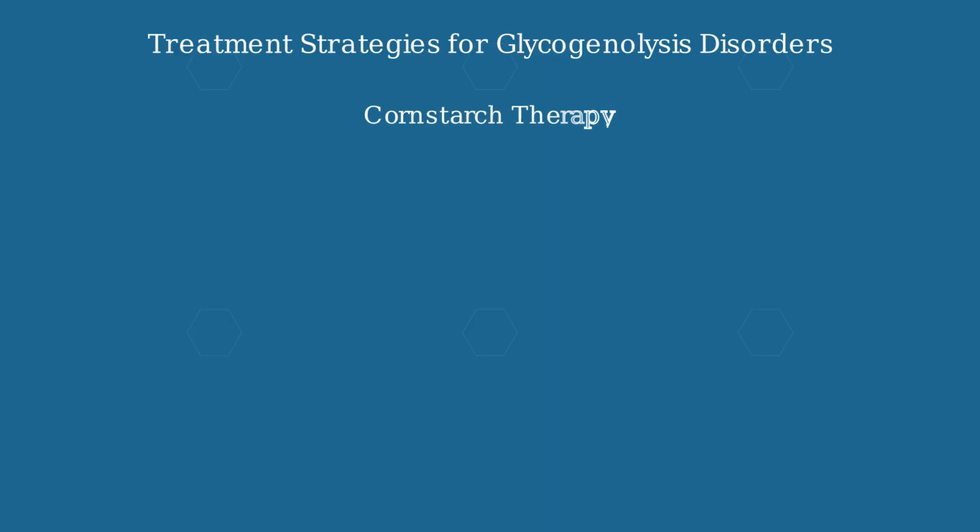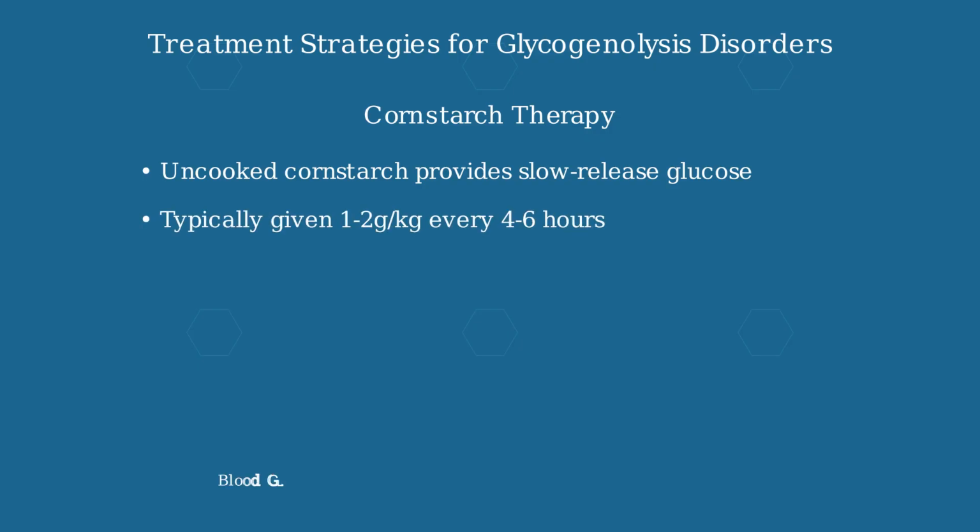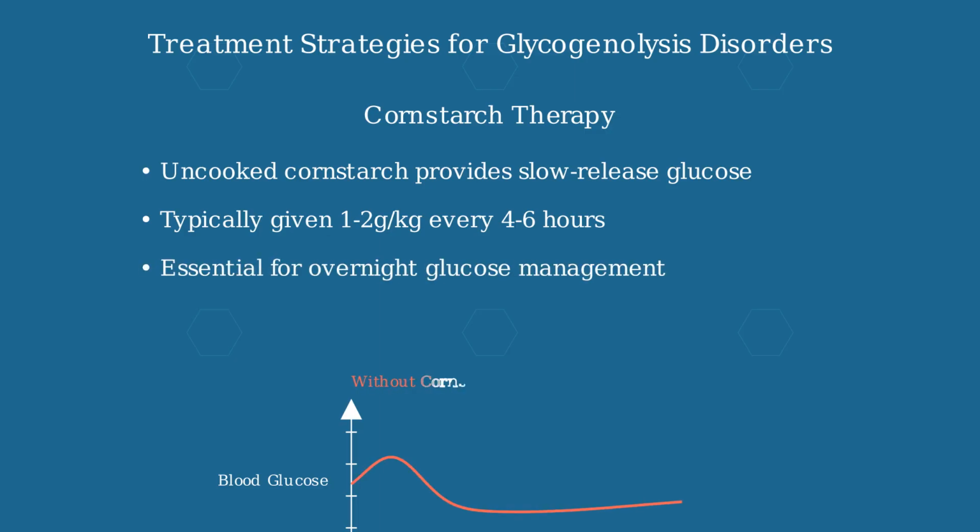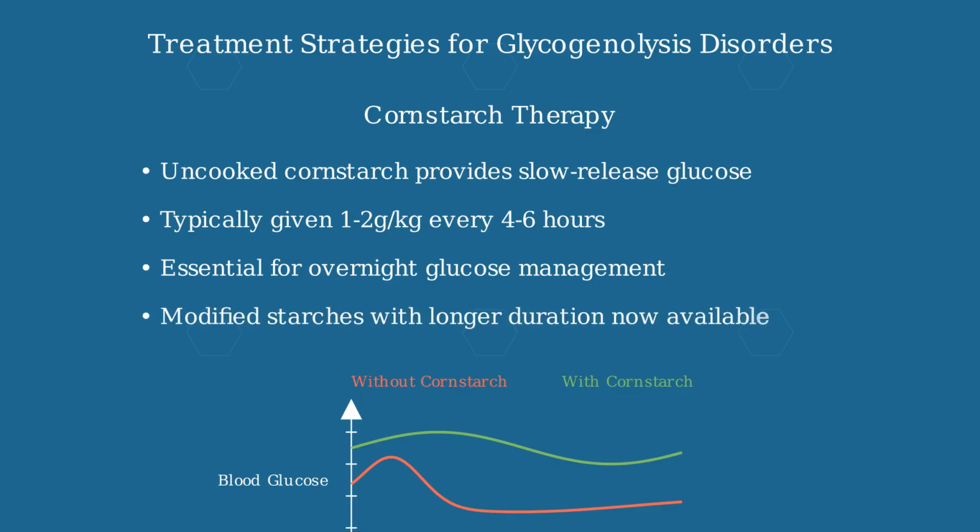Cornstarch therapy is a cornerstone treatment for many glycogenolysis disorders, particularly those affecting the liver, like von Gierke disease. Uncooked cornstarch works as a slow-release form of glucose, typically dosed at 1 to 2 grams per kilogram body weight every 4 to 6 hours. This is especially important overnight when the fasting period is longest. The slow digestion of cornstarch provides a steady glucose release, preventing dangerous hypoglycemia. Newer modified starch products with longer duration of action have been developed, allowing for less frequent dosing and better overnight coverage.